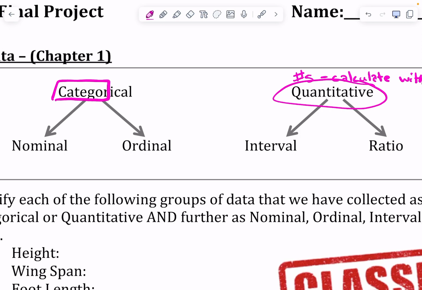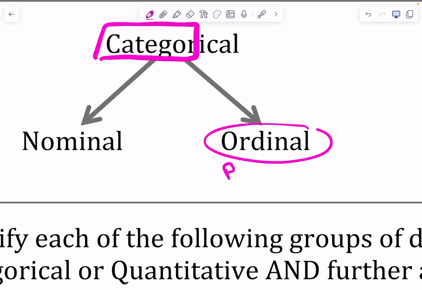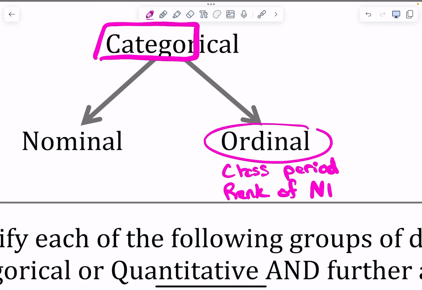Thank you. Okay, nominal, ordinal. What's the difference between nominal and ordinal for categories? Nominal is like 4th period. But that's ordinal. It's class periods. Or I'm going to say ranking of NFL teams. Those are all ordinal. What would be some nominal? Things that have an order? The nominal doesn't have an order.